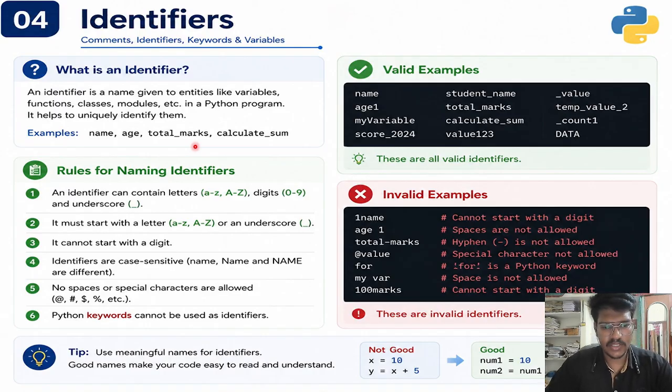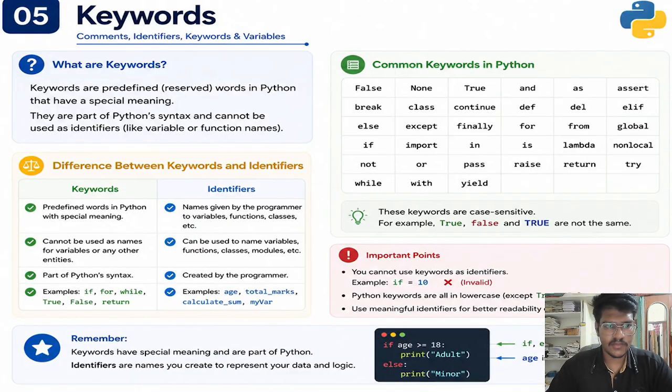Now the code is explanatory. Age is equal to age, and total tell us what the data represent. Now let's move to the next, which is our keywords. So now let's discuss the keywords.